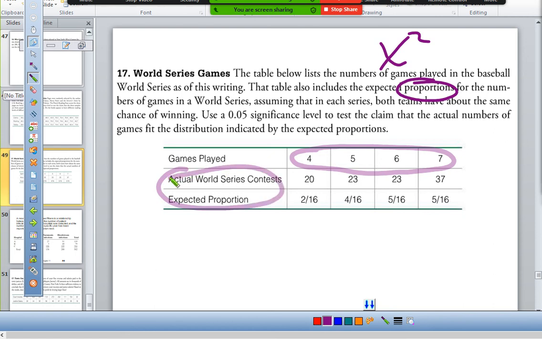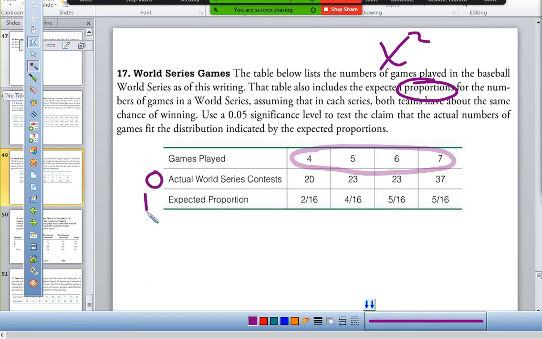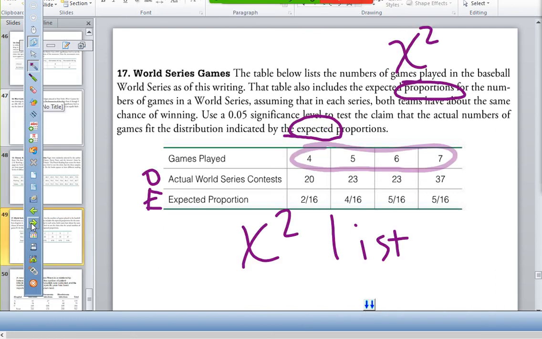But what does actual really mean? Actual means observed, and expected means expected. So this is actually a chi-squared list. Also, you talk about expecteds here. So if you look at it, it's actually a chi-squared list.